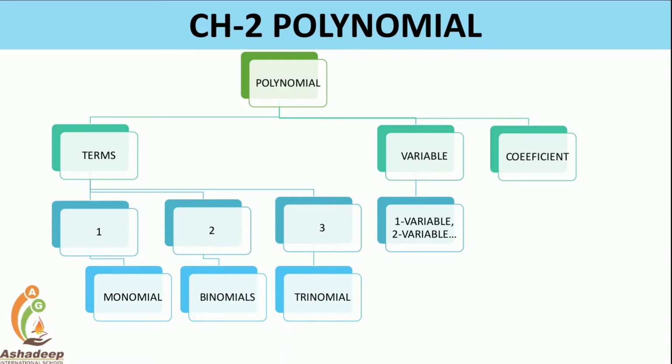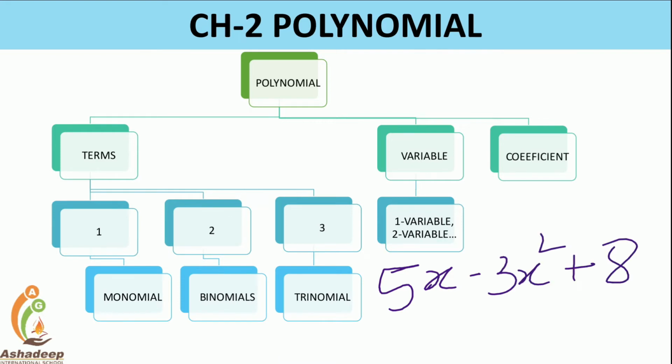Once again, if I write 5x minus 3x square plus 8, then what is the coefficient of x? The coefficient of x is 5. What is the coefficient of x square? See, this is important. We need to consider the sign also. We have to consider the sign also. That is why the coefficient of x square is nothing but minus 3.